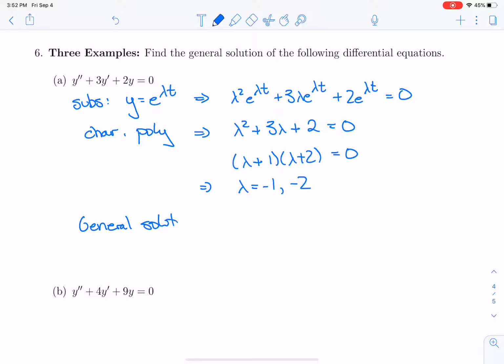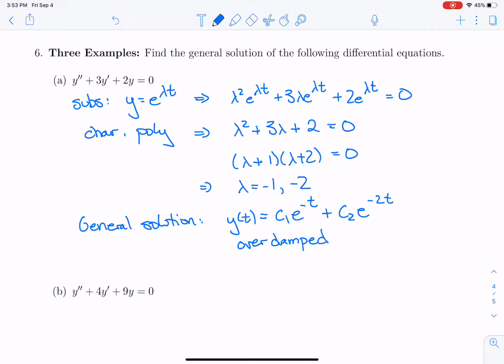And that general solution is y of t equals c1 e to the minus t plus c2 e to the minus 2t. So this one is going to be overdamped, 2 real roots.